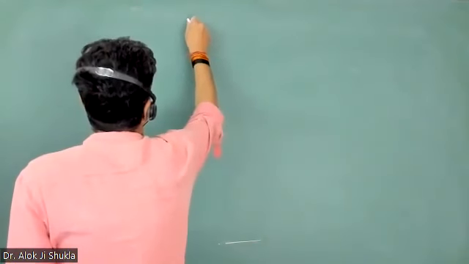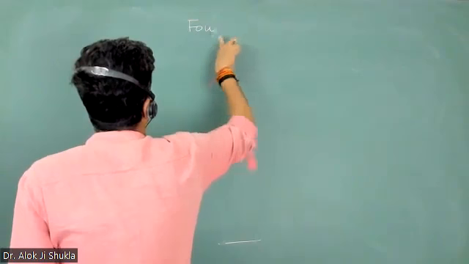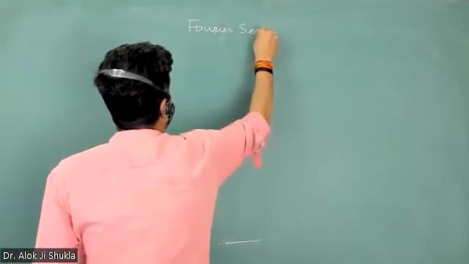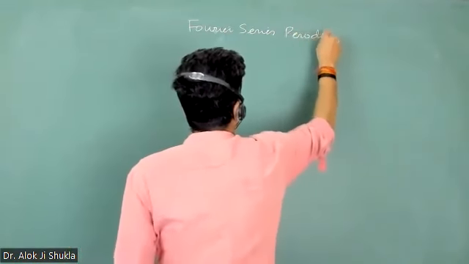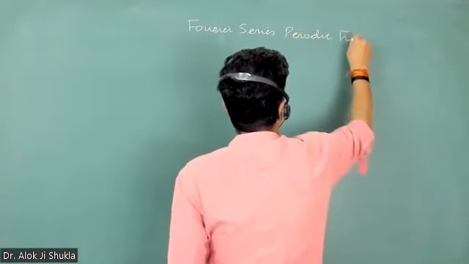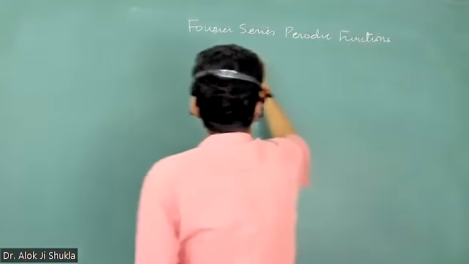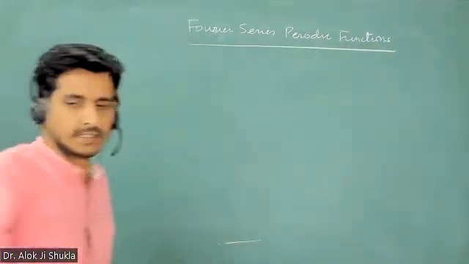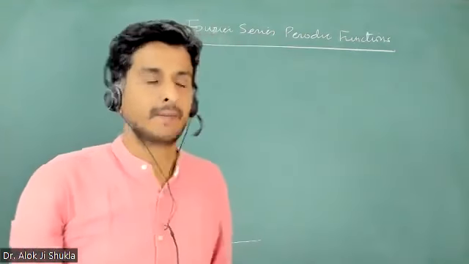Let me write the Fourier series for periodic functions. So when you know it is written for periodic functions, सबसे पहली चीज है you have to define the period. That is the first thing.